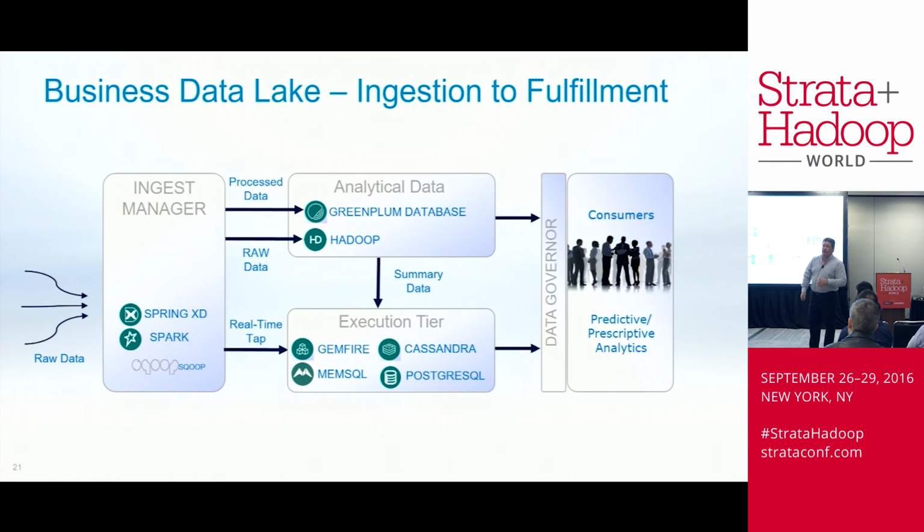So the question is, how do I deal with data that has to flow through the analytical tier as well as mixing with some real-time data? So there's multiple ways of doing that. Lambda is a fairly popular way of doing it. I'm not a huge fan of Lambda.